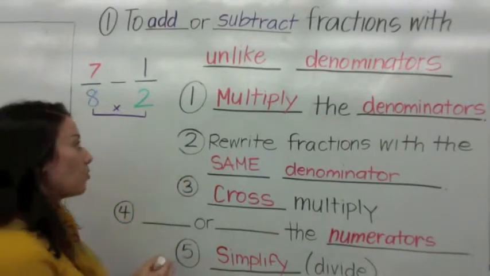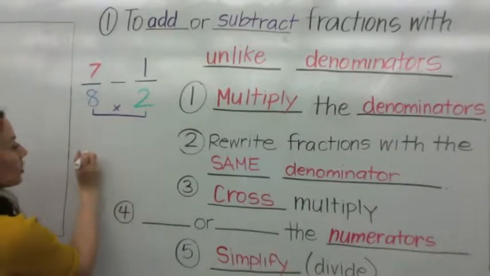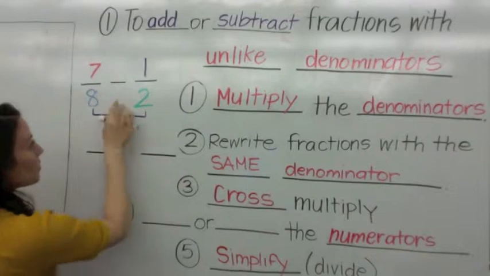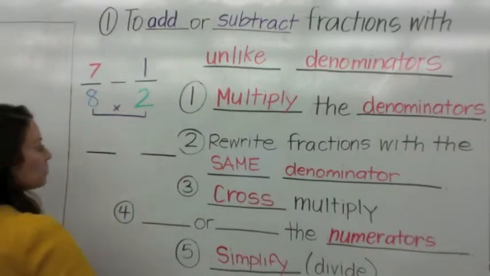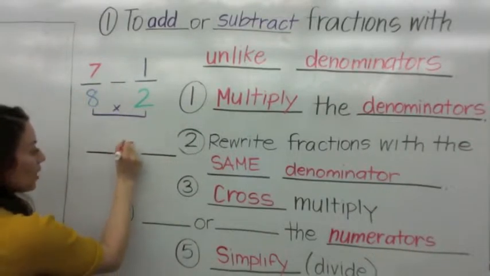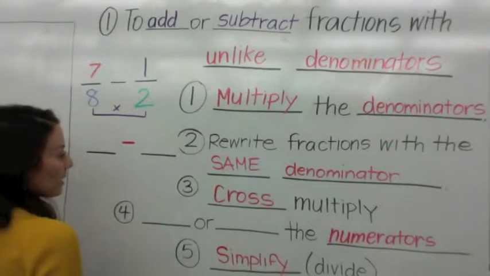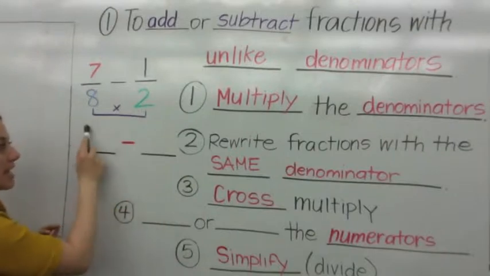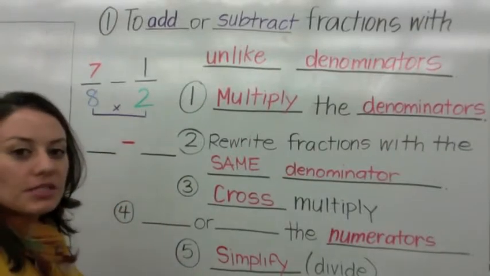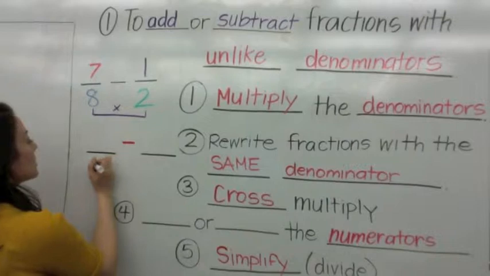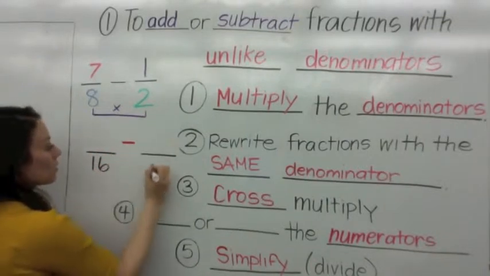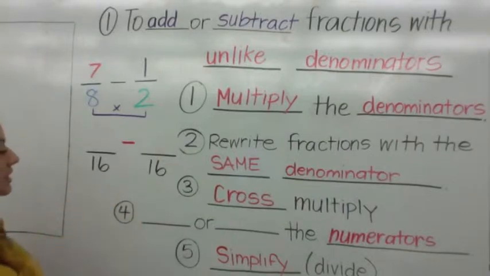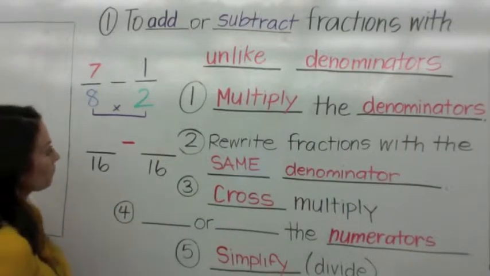Step 2 is I'm going to rewrite the fractions with the same denominator. Okay, remember what I'm doing with these fractions here? I'm subtracting. So I'm going to put a subtraction sign too. All right, multiply the denominators, and we're going to rewrite them. What's 8 times 2? 8 times 2 is 16. Okay, so now the fractions are both in 16ths, okay?